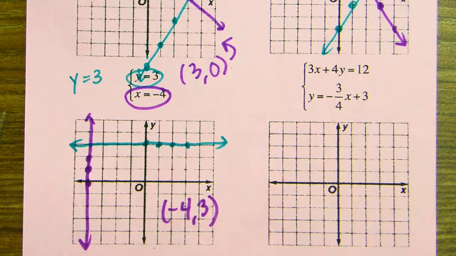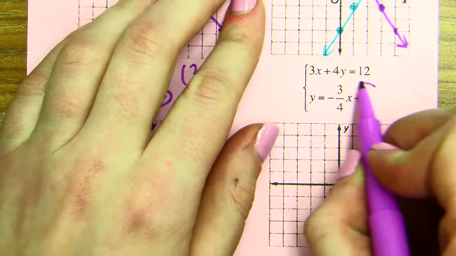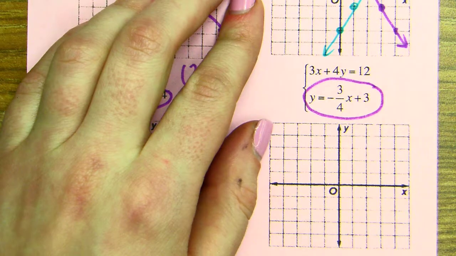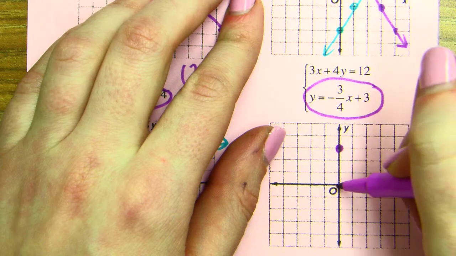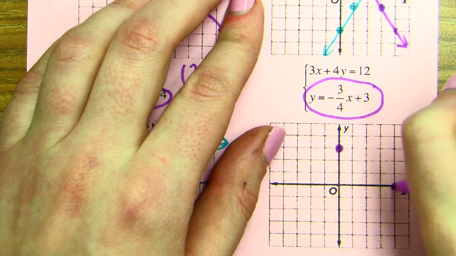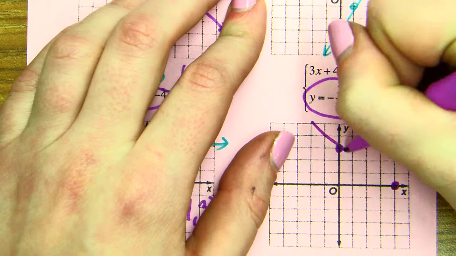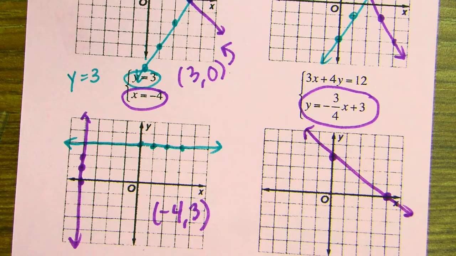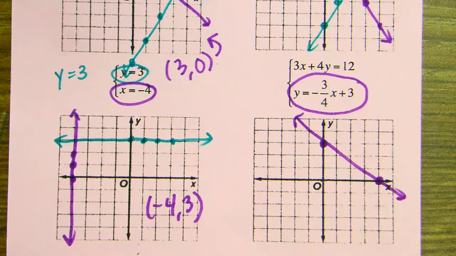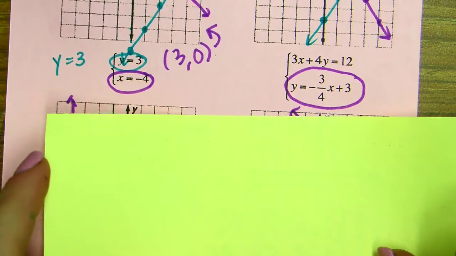Okay, this one, I'm going to start with the bottom one because this one's already in slope-intercept form. So I'm ready to graph it. I'm going to cross the y-axis at 3, and then from that dot it's going to go down 3 over 4. So there's my line. The top one is not in slope-intercept form, so I have to put it in slope-intercept form before I can graph it. I don't have a lot of space, so I'm going to write down my work on this other paper.